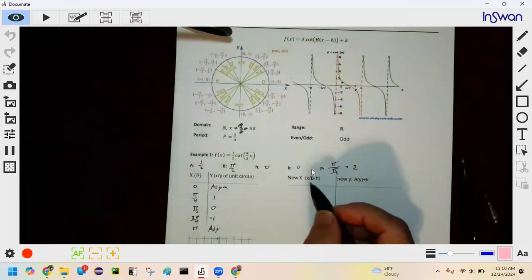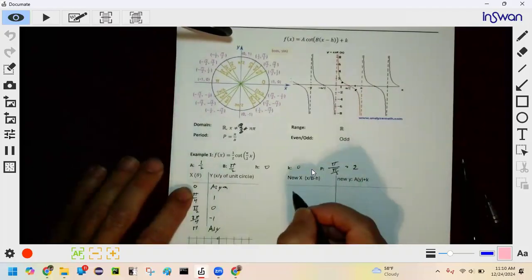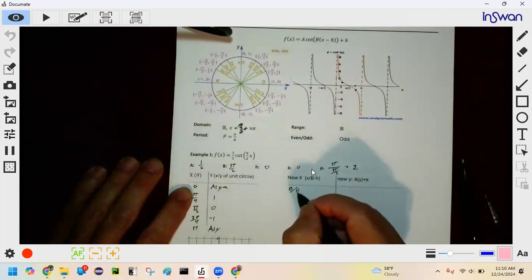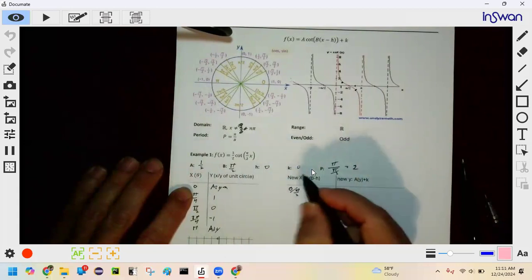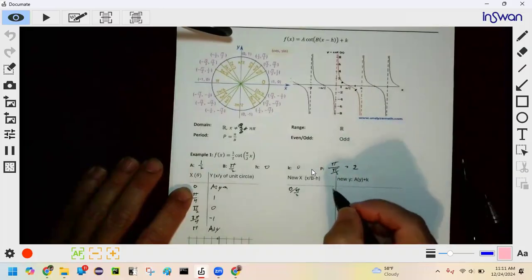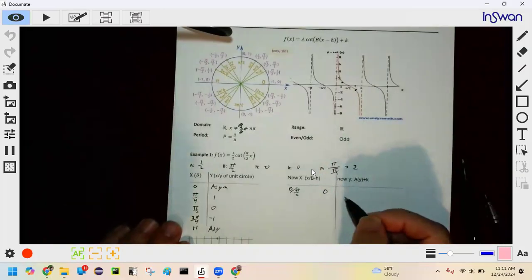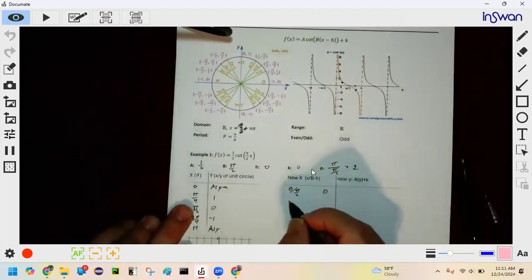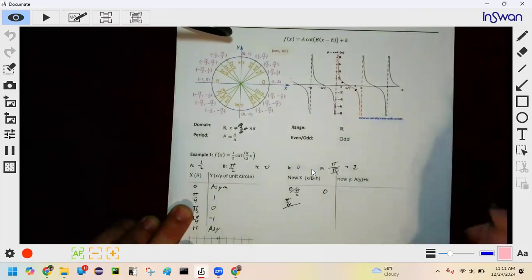So our new coordinates are going to be x divided by b minus h. So my x here divided by my b of pi over 2 minus an h. H is 0, so that's just going to be 0 right there. All right, this is going to be pi over 4 divided by pi over 2.